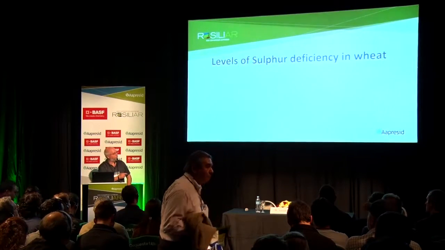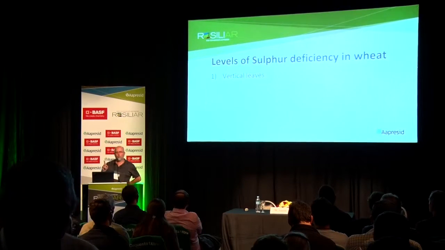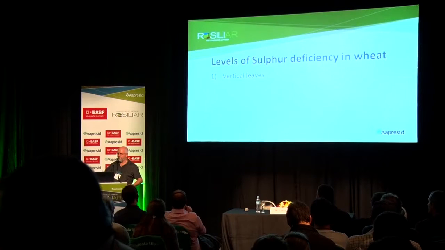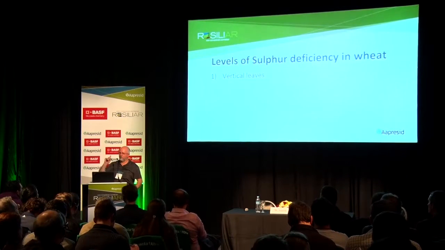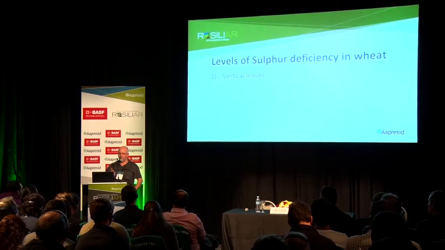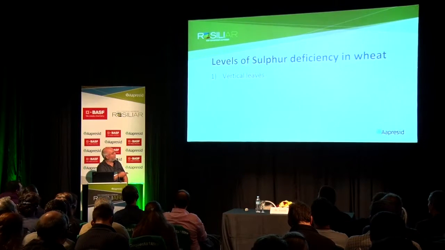So the levels of sulfur deficiency, the very, very first symptom you see is this. If you walk into a wheat paddock or barley paddock and the leaves are doing this, that's a bad sign. Vertical is always bad. It means something's wrong. If it's common for you, then commonly something's wrong.